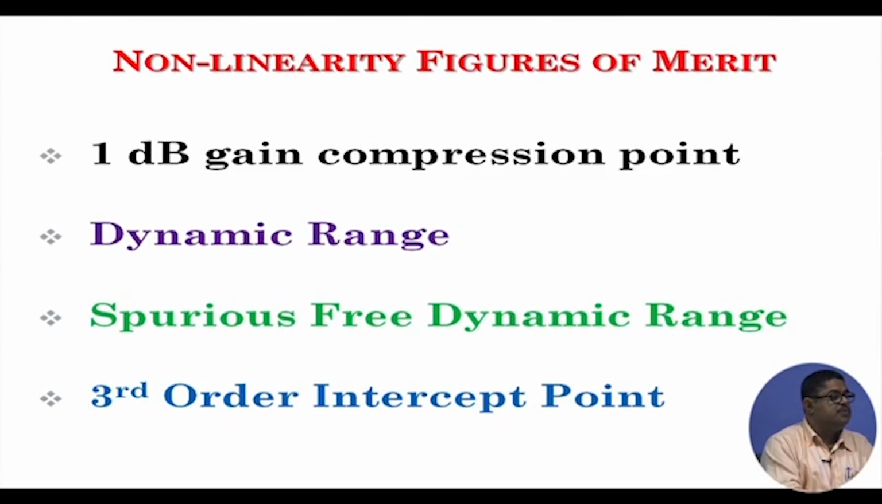So, what will we do? We will see there are various figures of merit or parameters for characterizing nonlinearity. One of them is the 1 dB gain compression point, another is called dynamic range, another is called spurious free dynamic range, another is called third order intercept point. These 4 are very important characteristics. That is why power amplifiers are generally specified in terms of these, not in terms of our usual S parameters or gain and other values.